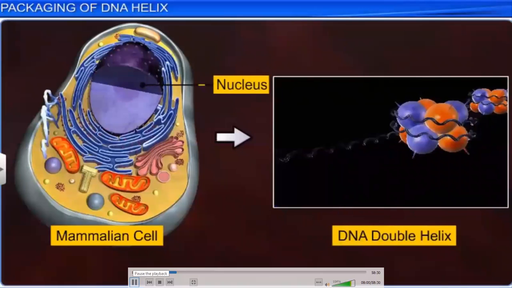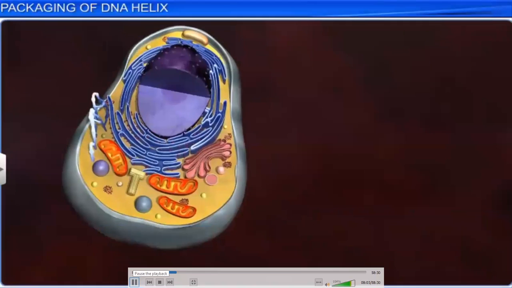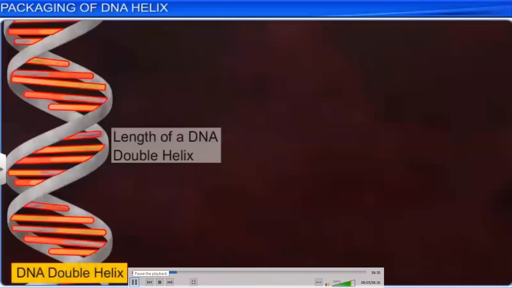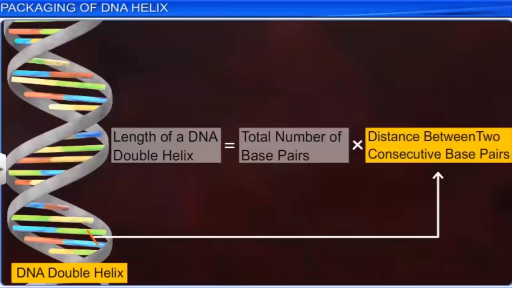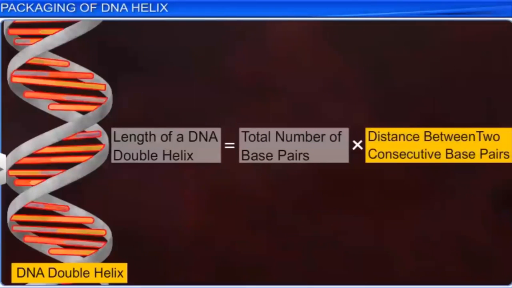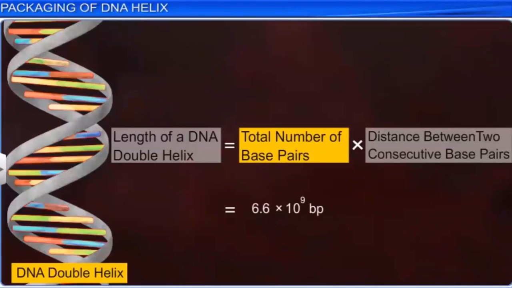The length is about 2.2 meters. This length is obtained by multiplying the total number of base pairs present in the DNA double helix with the distance between two consecutive base pairs. Now, the total number of base pairs present in a DNA double helix in a typical mammalian cell is 6.6 multiplied by 10 raised to the power 9, and the distance between two consecutive base pairs is 0.34 nanometers, or 0.34 multiplied by 10.